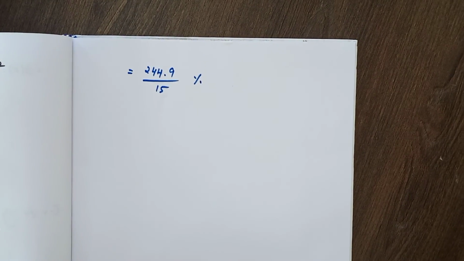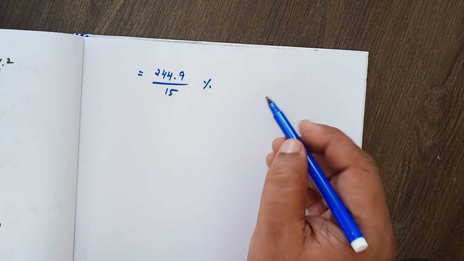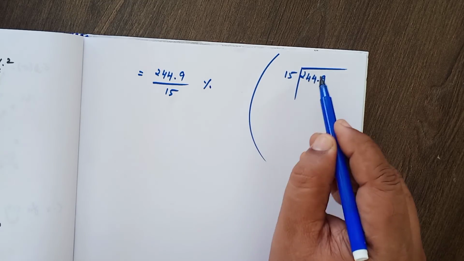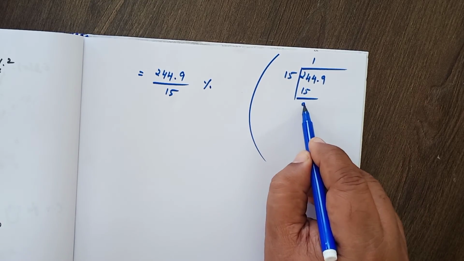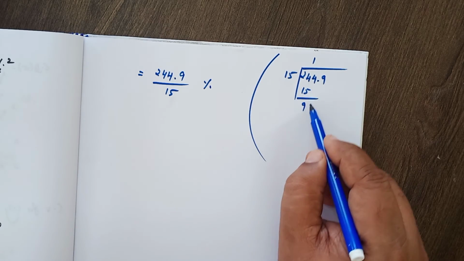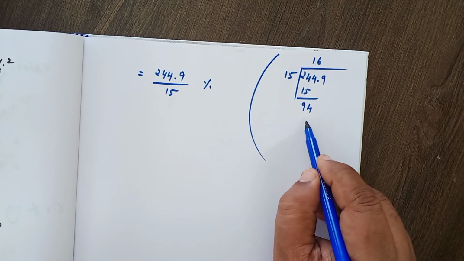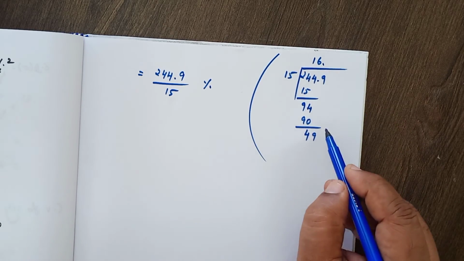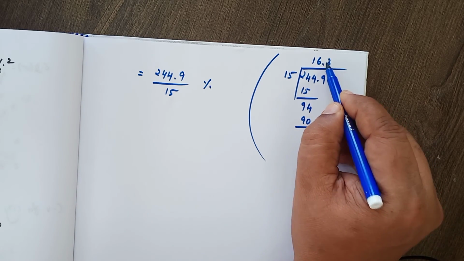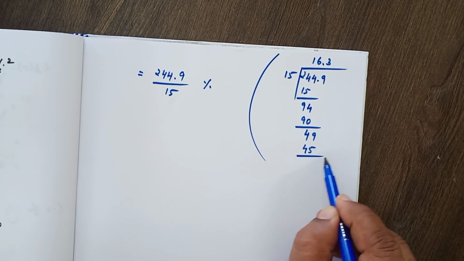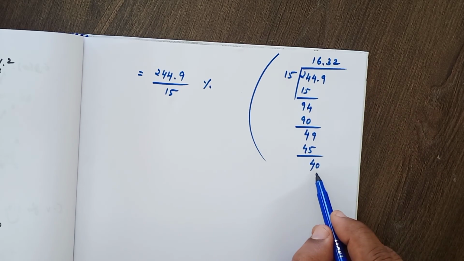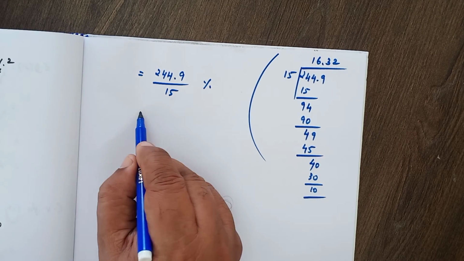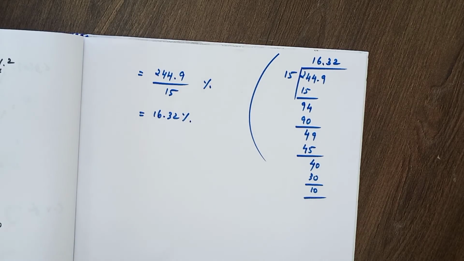Now you have to divide. I do the calculation here. 244.9 by 15. One time, balance 9. 6 times 90, balance 4. Then bring down 9 here. Point 49. 3 times, 3 into 15 is 45. Balance 4, 0. Only 2 times, 2 into 15 is 30. Enough. That is equal to 16.32 percentage approximately.